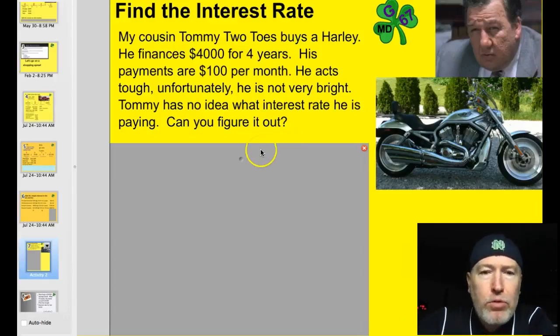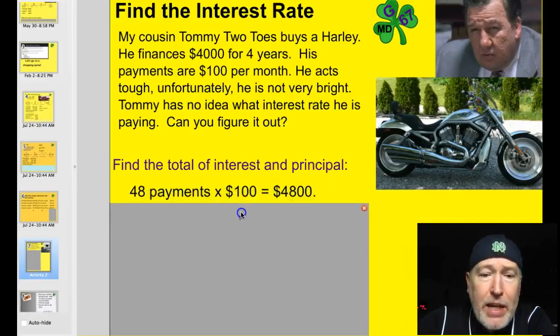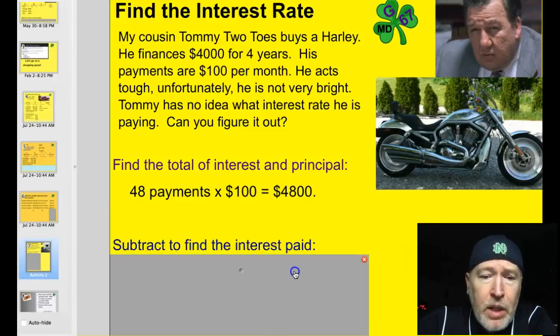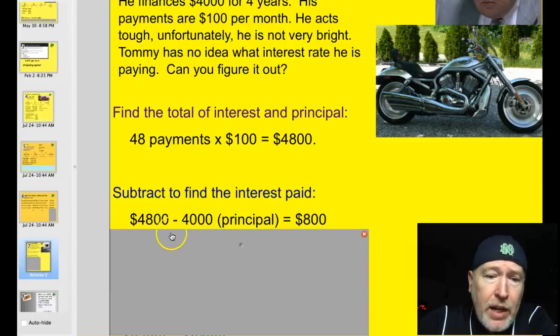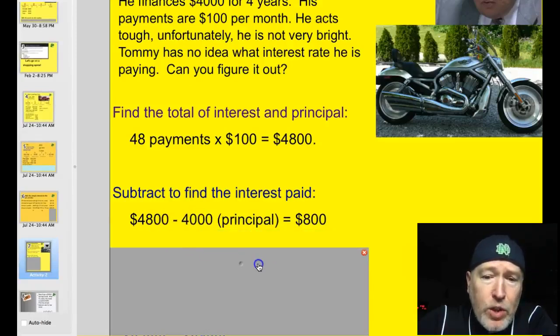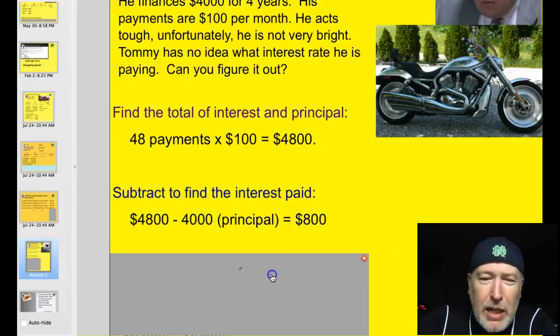Well, let's help Tommy Tutos here. We have to find the total of interest and principal. So if you took the 48 payments that he makes of $100, he's got a total of $4,800 that he's going to pay for this Harley. Let's think about that. If we subtract the principal from the $4,800, you're going to get a total of $800. So this is the amount of interest that he had to pay.